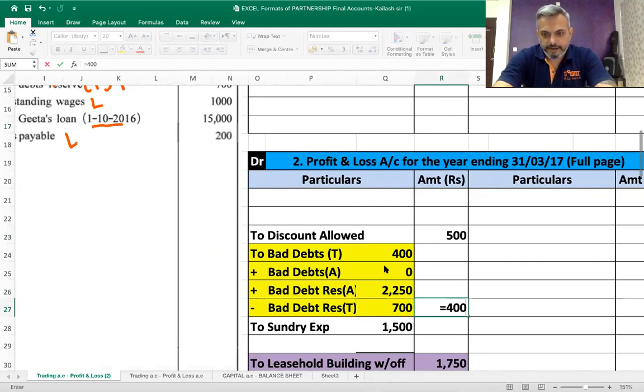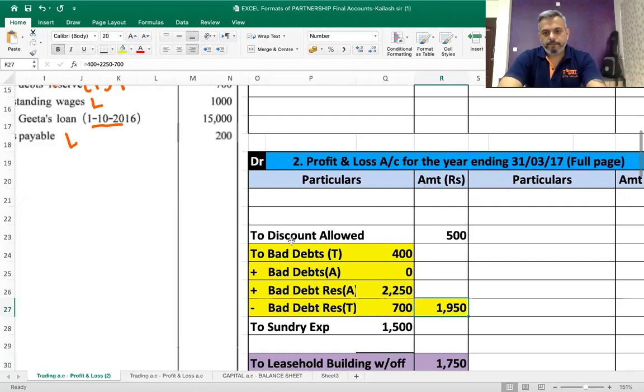I'll do it mechanically for you. Plus 2250 minus, what is bad debt reserve as per trial balance? Bad debt reserve as per trial balance is 700. So it comes to 1950. Check it.